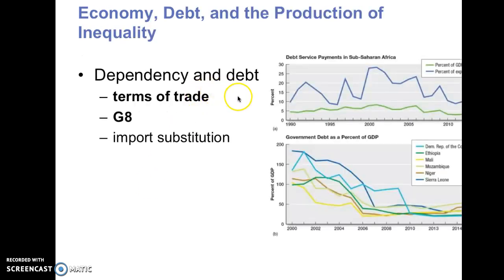Dependency and debt. One of the things that happened when Africa broke away, you have these despots, and they concentrated the wealth in their hands, often getting it out of Africa into Europe where they could escape if they needed to. There was tremendous amount of debt. They tried to modernize using the Western model, which wasn't very successful.